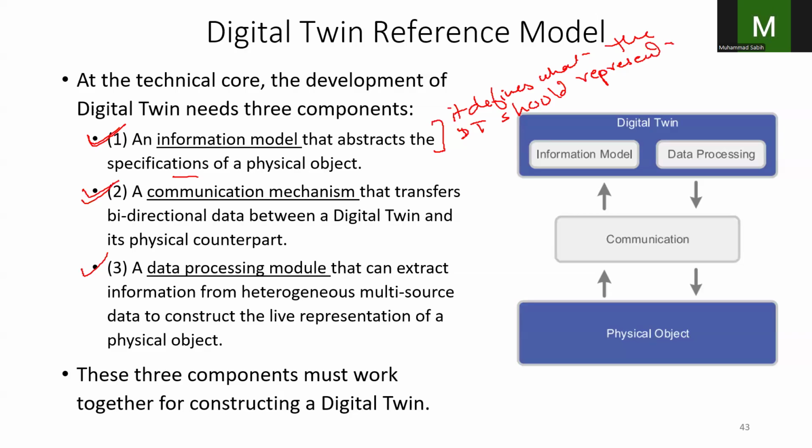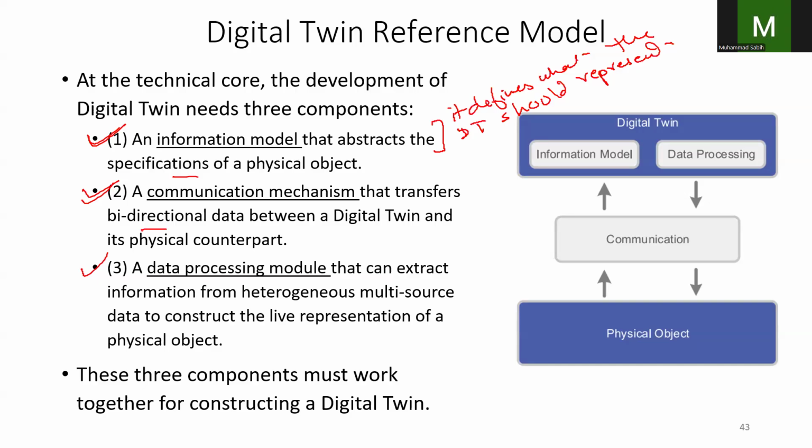Then we have the communication mechanism. This enables real-time bidirectional data flow between the physical object and the digital counterpart. We can think of it as a nerve system, using IoT protocols, sensors, and a secure network to keep both worlds in sync.